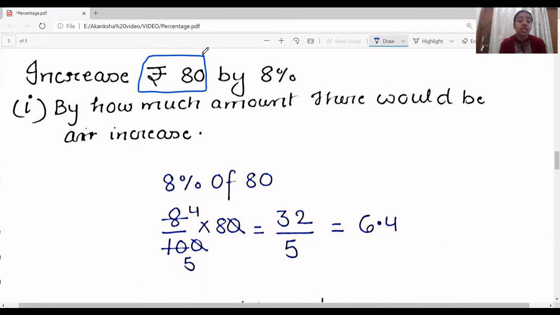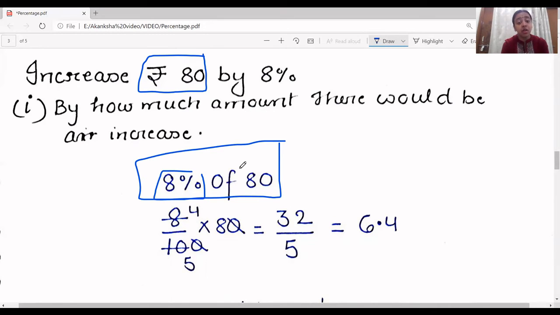So increasing 80 by 8%. So 8% of what? 8% of 80 rupees. First you have to calculate: what is 8% of 80 rupees? 8% will be represented as 8 upon 100. Of is often represented as multiplication, into 80. So when you calculate 8 upon 100 into 80, it comes to 32 upon 5. When you solve this further, you get the value as 6.4. So 6.4 is the 8% of 80 rupees.